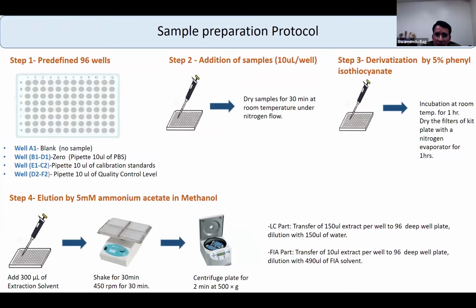Then we transfer the samples. Here we need only 10 microliters of sample to analyze more than 500 metabolites. And then we need some derivatization for some fatty acid metabolites, so we have to derivatize some fatty acids. After that, we eluted the samples in methanol in the actual plate. Then it is centrifuged, and then it is subjected to the mass spectrometry analysis.